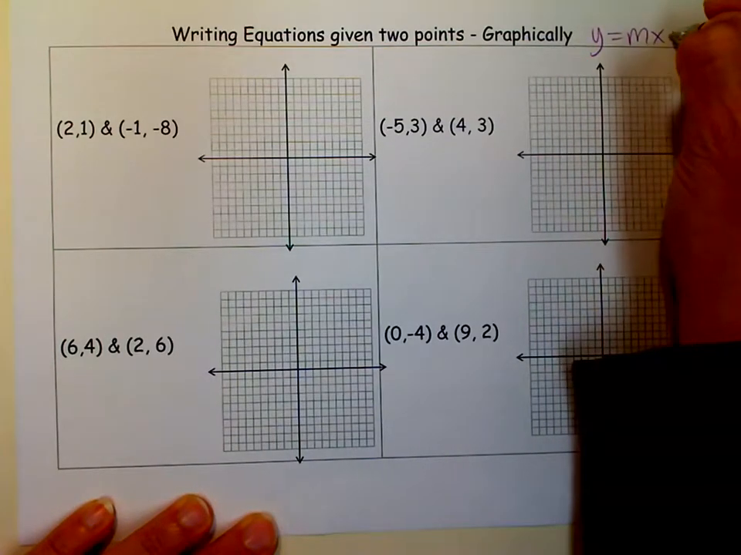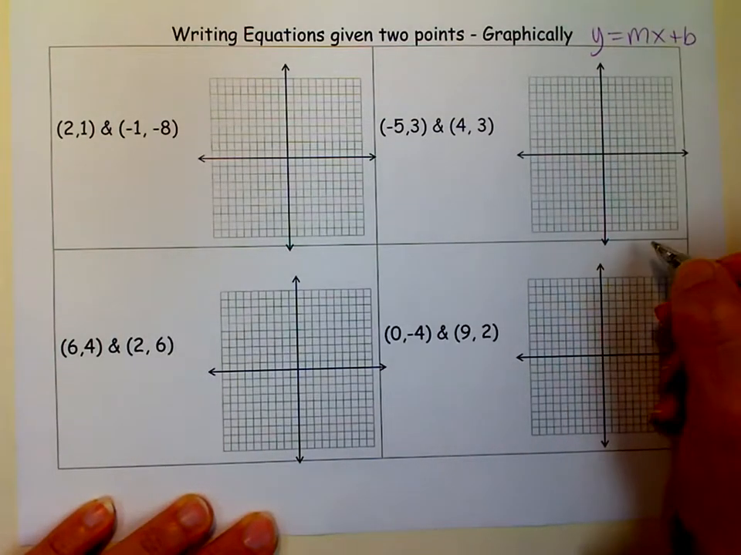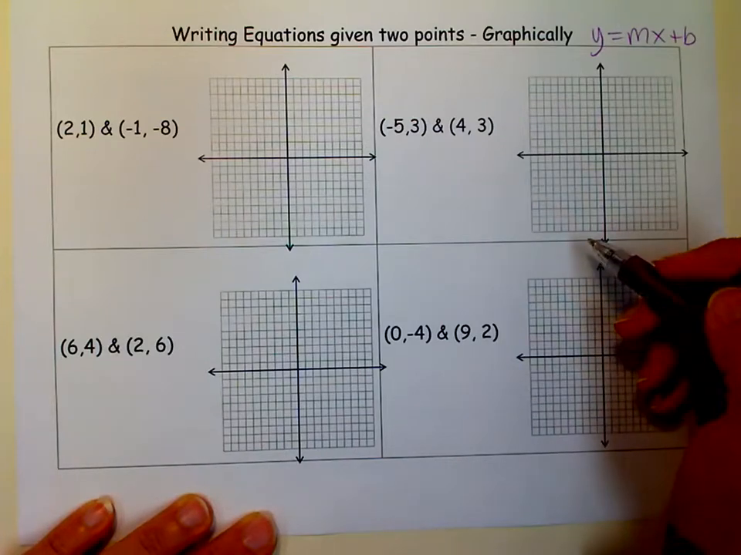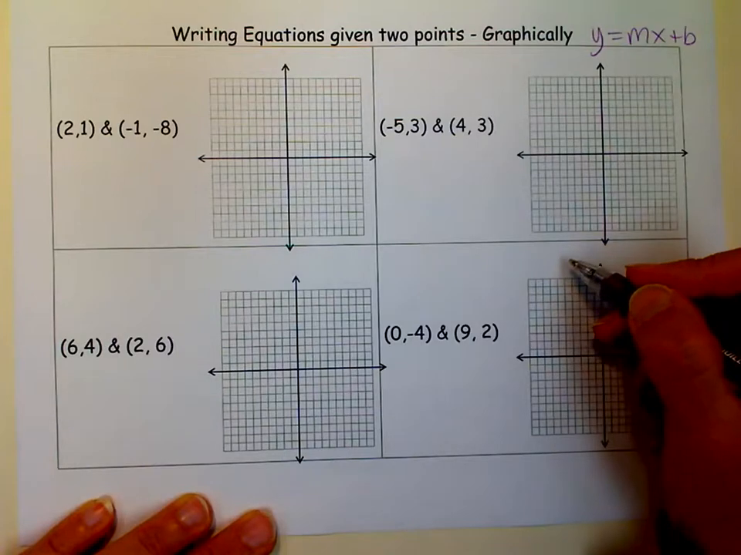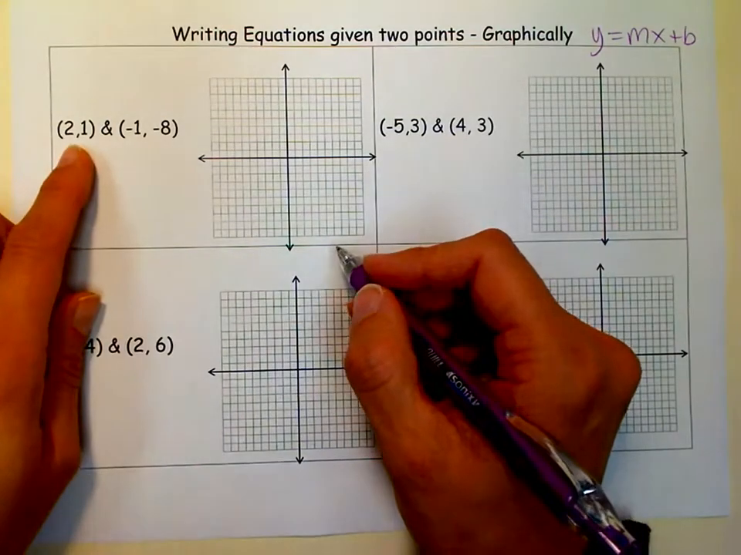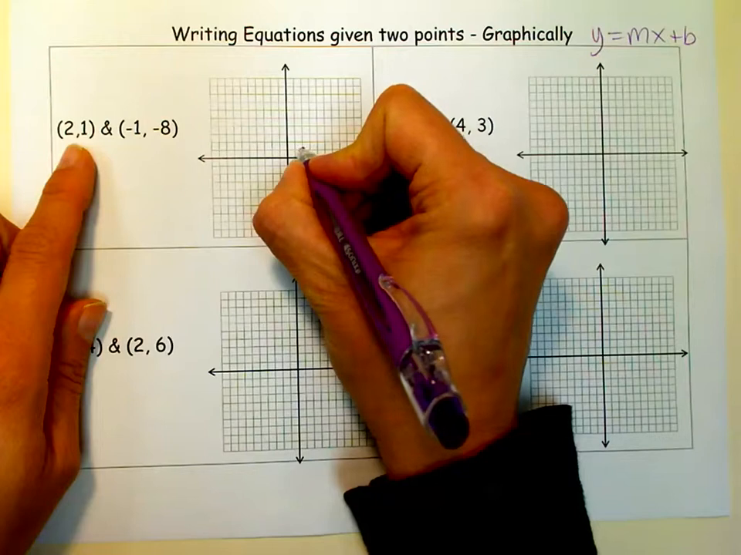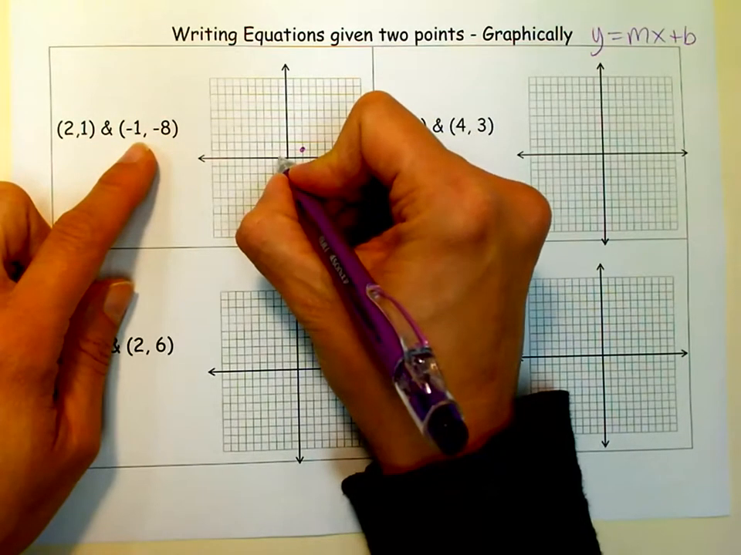Remember, slope-intercept means y equals mx plus b. And we're going to do that using a graph. So we're actually going to graph the points, and then we're going to find the slope, and then we're going to find the y-intercept. So let's graph this point right here. That's (2, 1). And this point right here is (-1, -8).